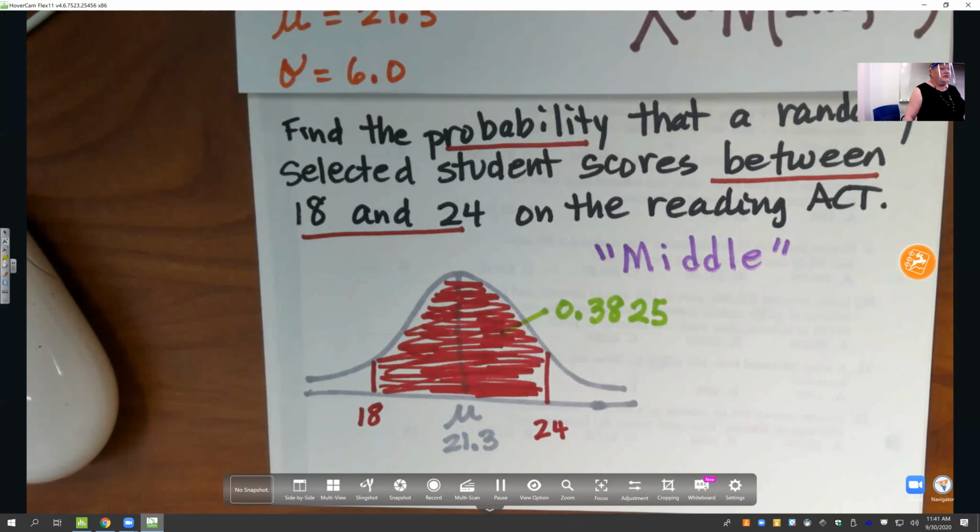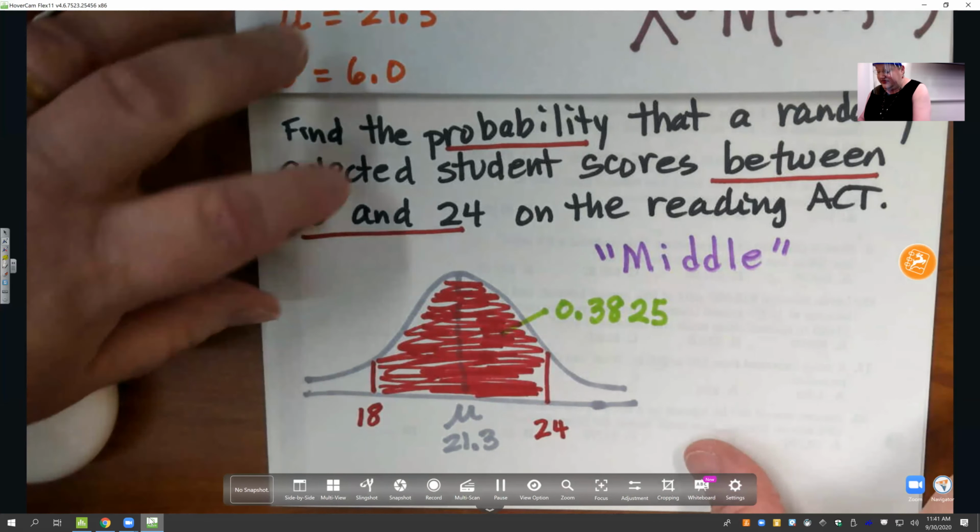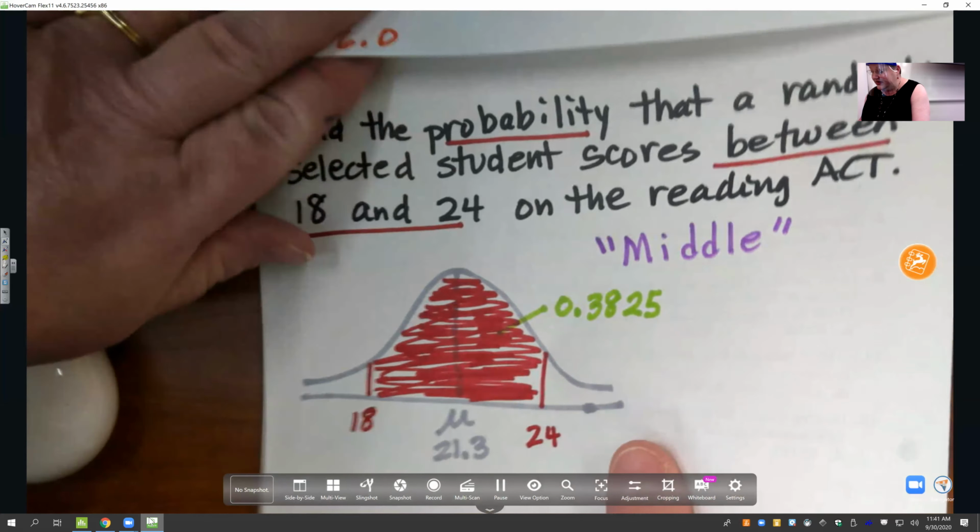Everybody okay? Going too fast for you? All right, that's the third type. We got one more.